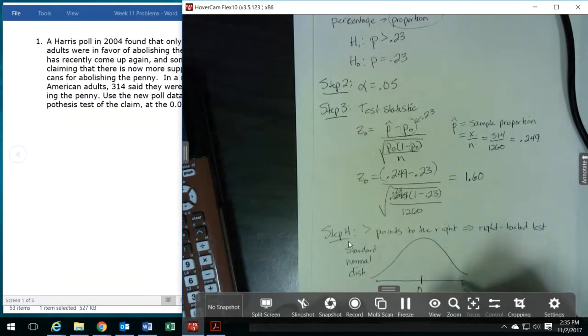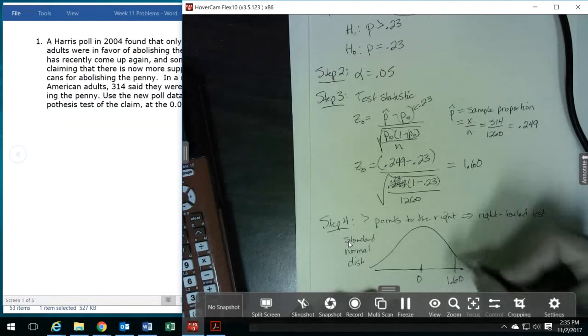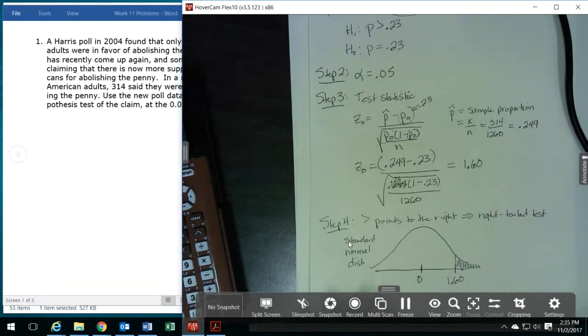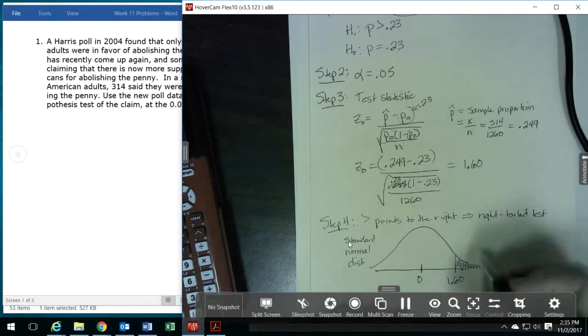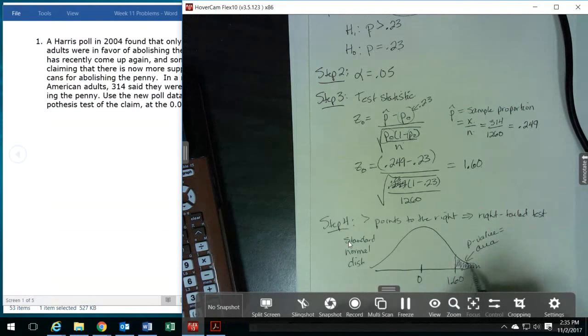Okay, I'm going to put my test statistic over here. So I'm just plotting my test statistic on the graph. And then since this is a right-tailed test, I'm shading from that test statistic to the right. To find my p-value, I want to find the area of this, or in other words, the probability that z is 1.6 or greater.